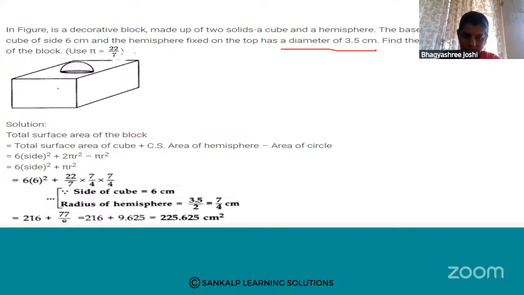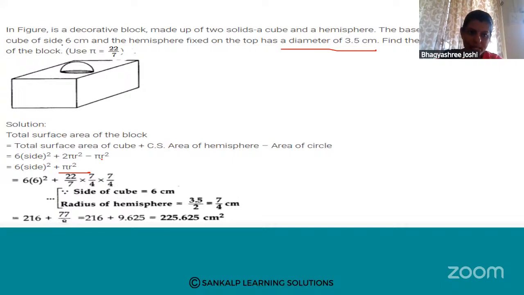So here the hemisphere is mounted on a circle-shaped hole. So area of the circle, so this is total surface area of the cube is 6 into side square plus curved surface area of the hemisphere is 2 pi r square, and area of the circle is pi r square. 6 into side square plus 2 pi r square minus pi r square, that is pi r square.